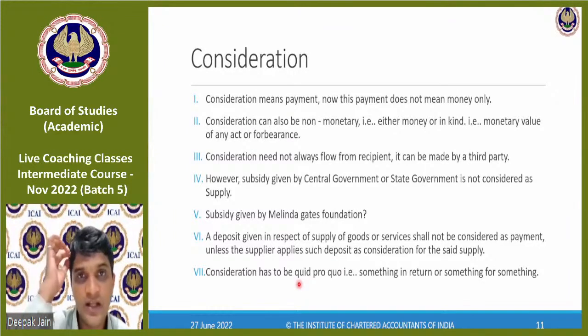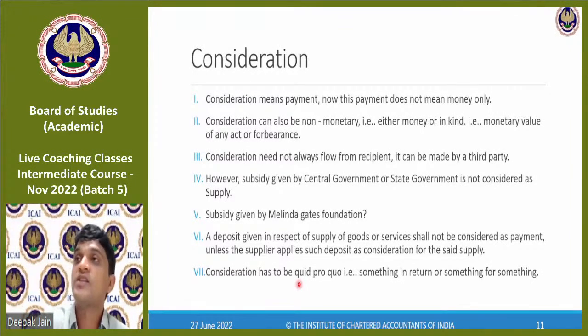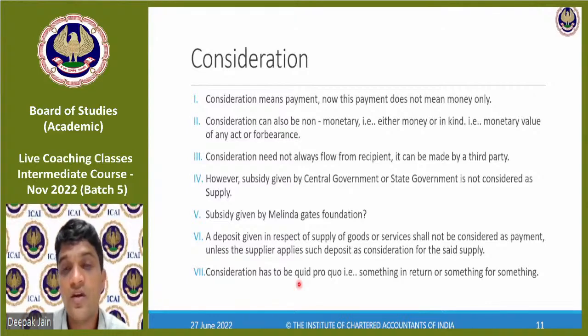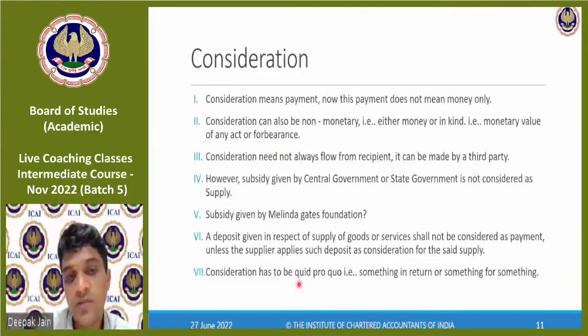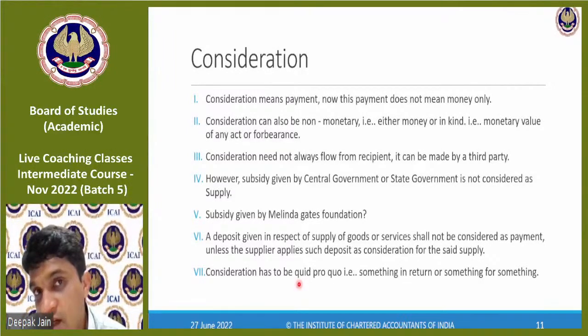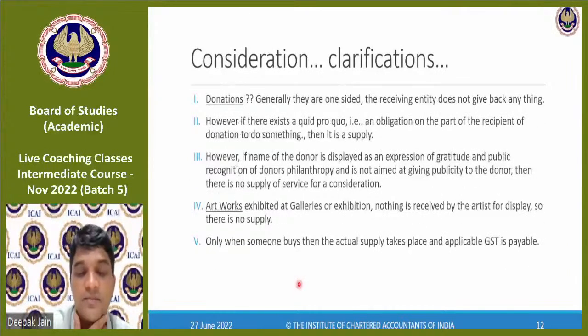Consideration, importantly, has to be a quid pro quo, which means I should get something in return. Or you should get something for something. A quid pro quo transaction is one wherein I give you something and get something back from you, and that is a consideration. Consideration has to be a quid pro quo. Very important, because there are various circulars which have said that if there is a quid pro quo, then it is a consideration, not otherwise. Okay, let's take these examples.